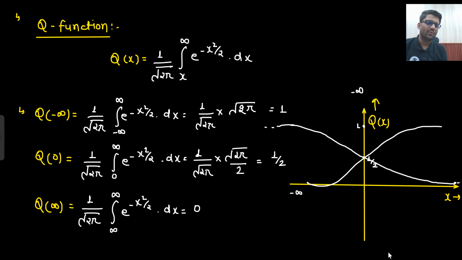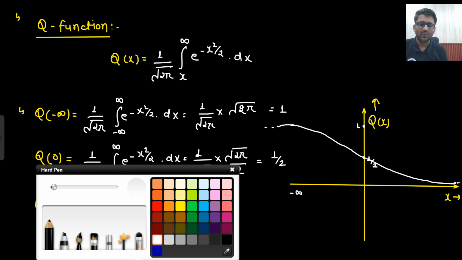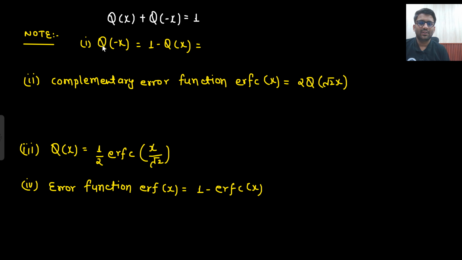If you add both of them, what will happen? 1 plus 0 will be 1. Half plus half will be 1. 1 plus 0 will be 1. So Q(x) plus Q(minus x) is always equal to 1. So Q(minus x) will be equal to 1 minus Q(x).